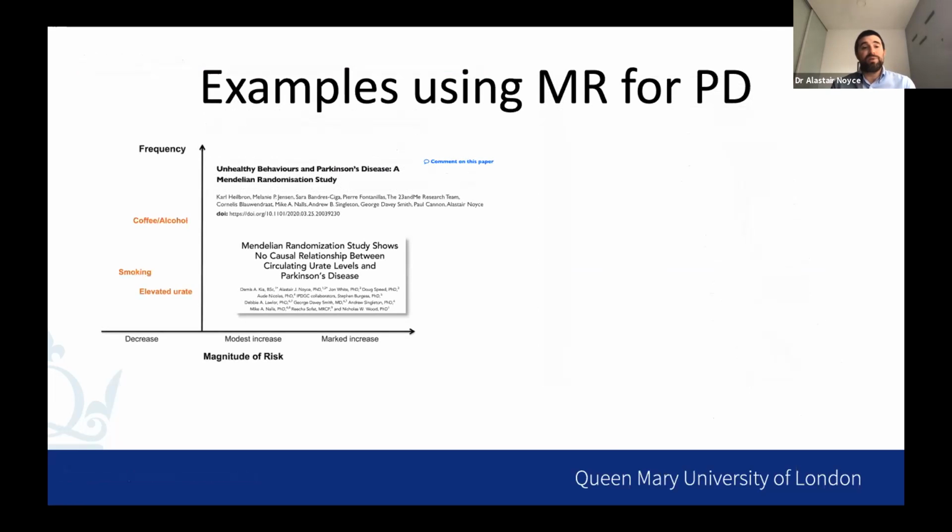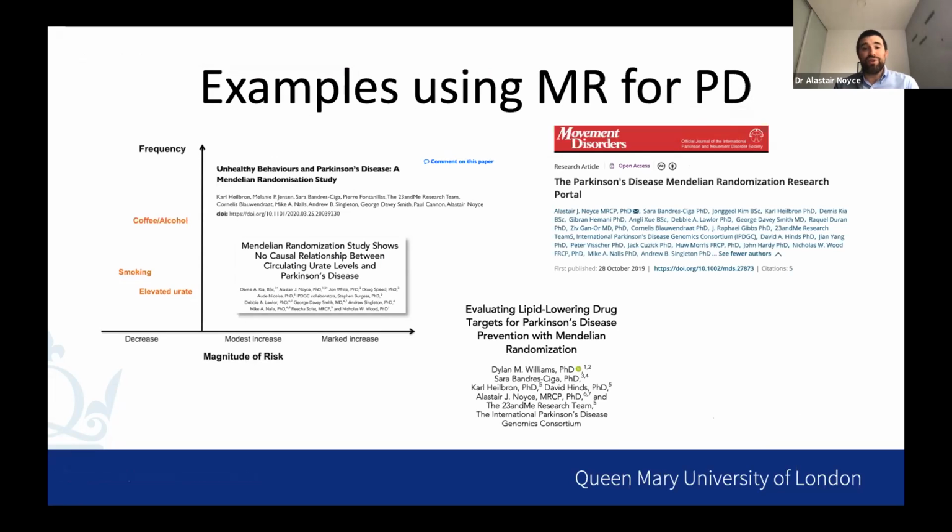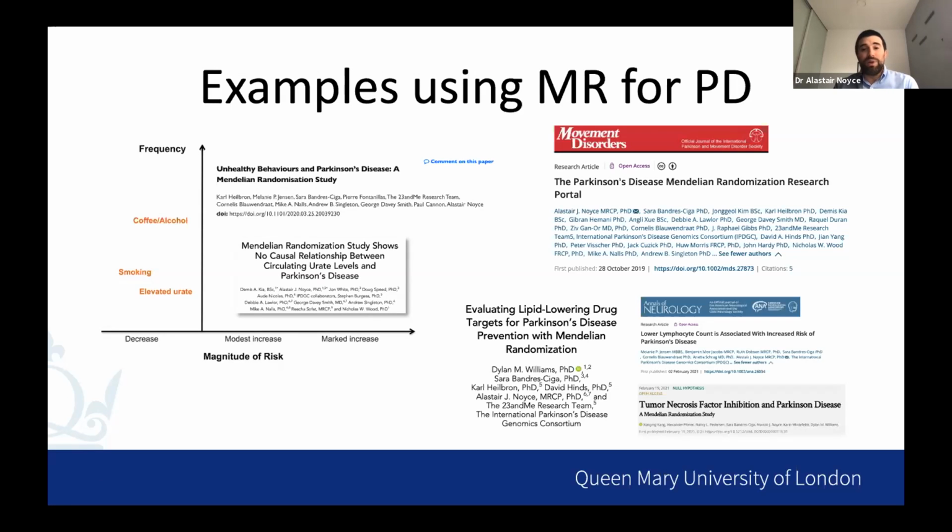We've used it to explore the nature of the observational association between smoking and coffee and alcohol and urate. We've created a portal online where people can do their own Parkinson's disease Mendelian randomization studies. We've used Mendelian randomization to predict the outcome of randomized controlled trials for lipid lowering, for example, and a couple more recent examples too.